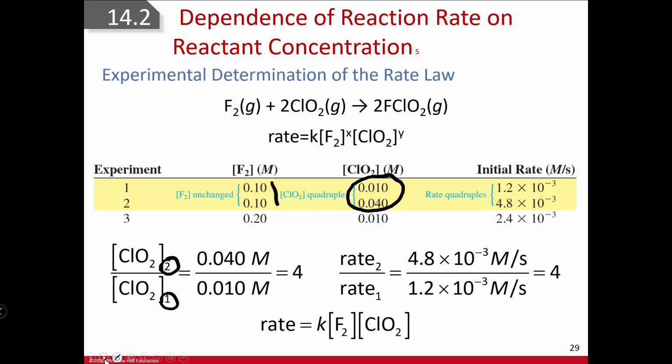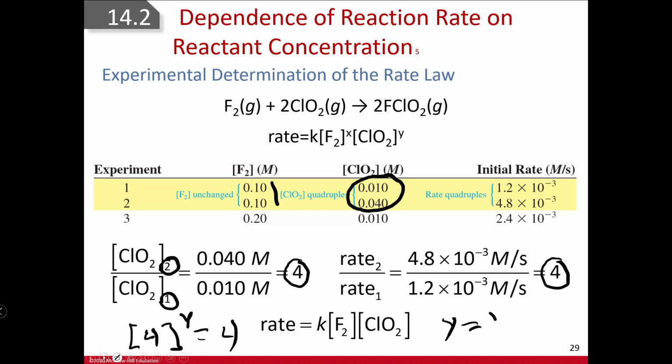So we're going to take 0.04 divided by 0.01. And then the rate is 4.8 times 10 to the negative 3 divided by 1.2 times 10 to the negative 3. And again, we get a value of 4 here, and we get a value of 4 here. And so what we're saying here is for the chlorine dioxide, it's 4, and it's raised to the y power, and that equals 4. So again, this one's easy. You know that y has to equal 1. And so we know it's first order with respect to the chlorine dioxide.